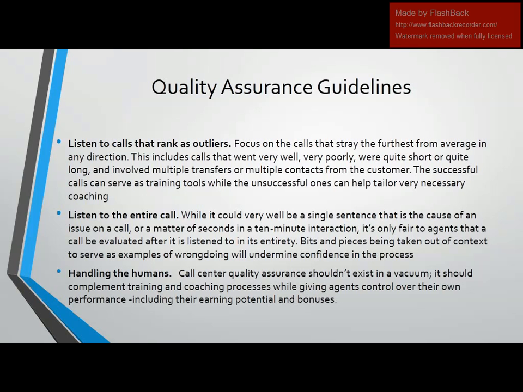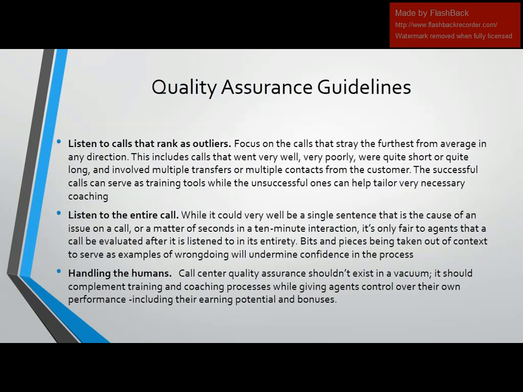It is very important to listen to the entire call. While it could very well be a single sentence that is the cause of an issue on a call, or a matter of seconds in a 10-minute interaction, it's only fair to the agent that a call be evaluated after it is listened to in its entirety. Bits and pieces being taken out of context to serve as examples of wrongdoing will undermine confidence in the process.